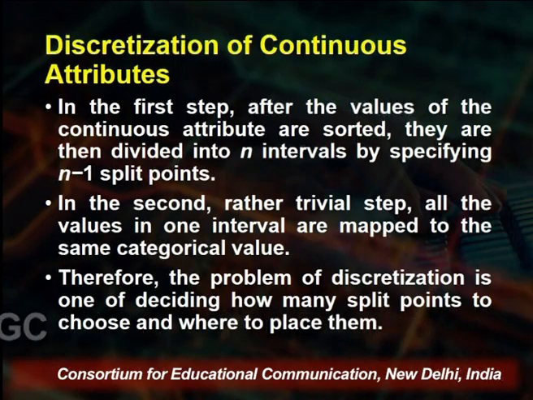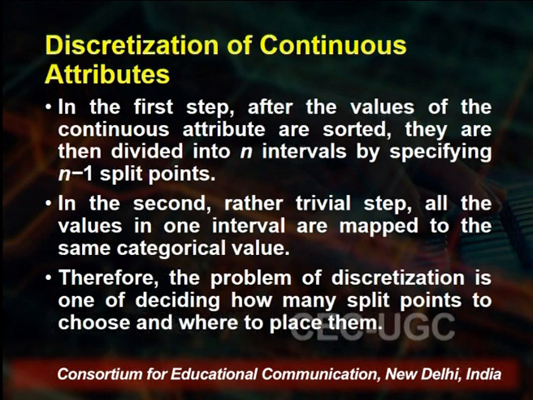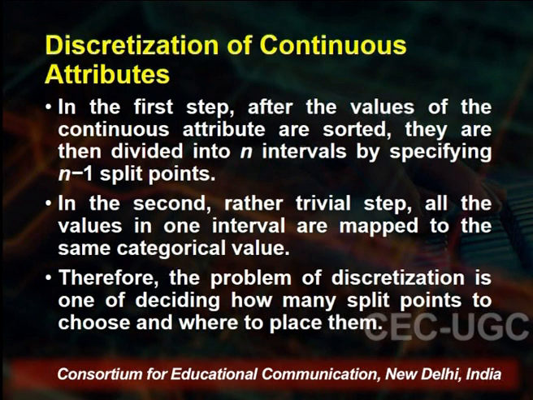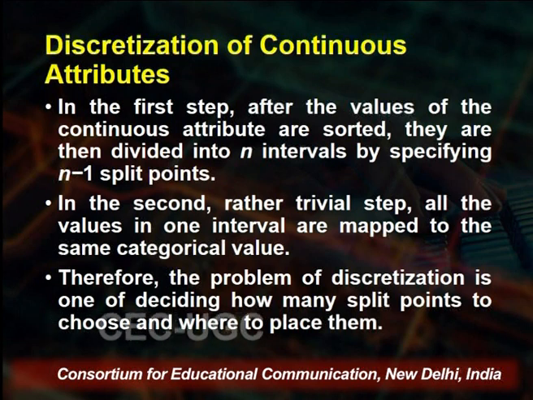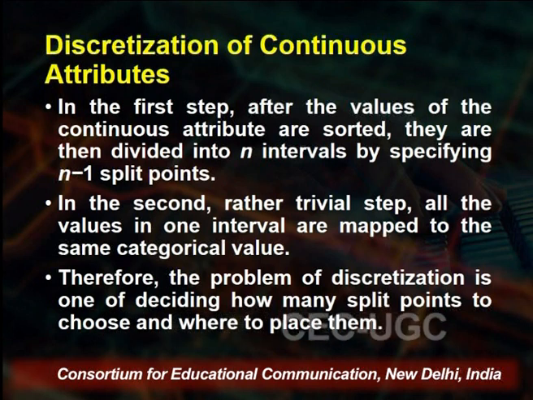The first step means that the values of the continuous attributes are sorted, and they will be divided into n intervals by specifying n minus 1 split points. So we'll divide it into categories, say 0 to 5, 6 to 10, 11 to 15, like this, and we will create those split points. After you have created those split points or categories, we will assign the values in each interval. So we are doing a mapping, basically, that all the values in one interval will be mapped to the same categorical value.